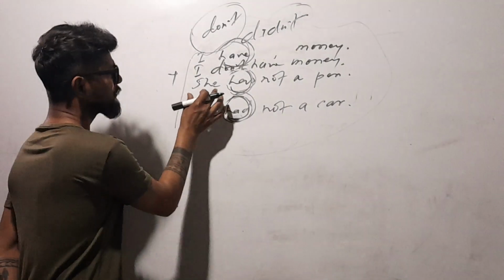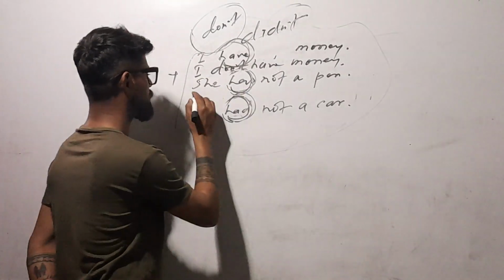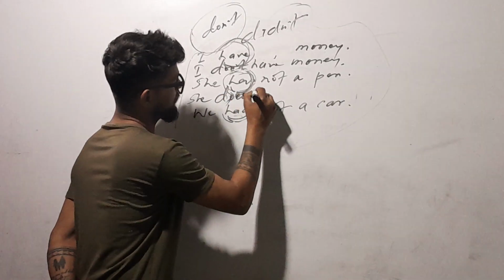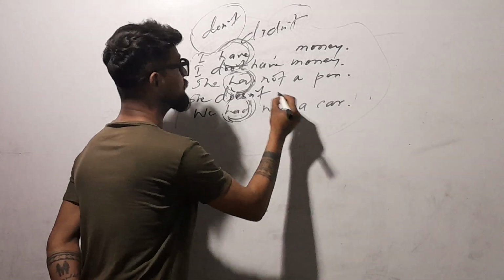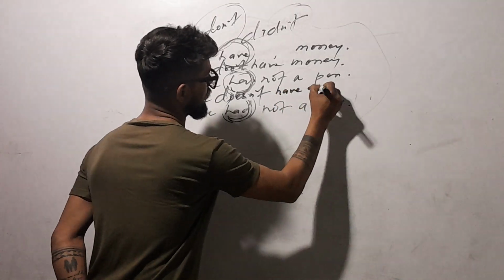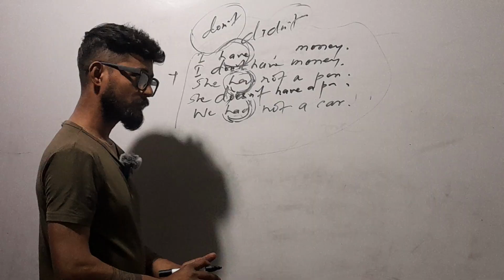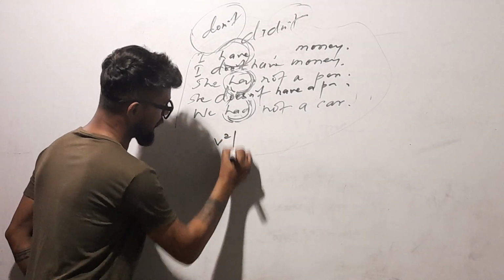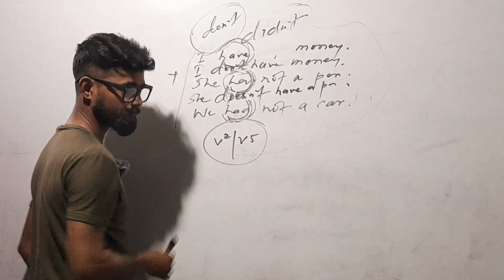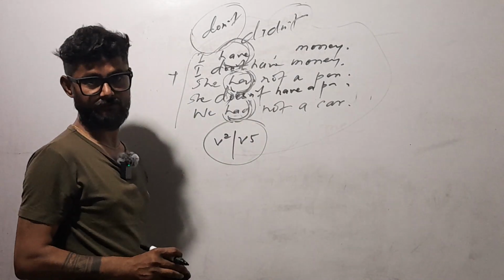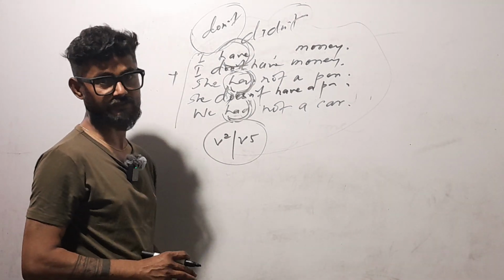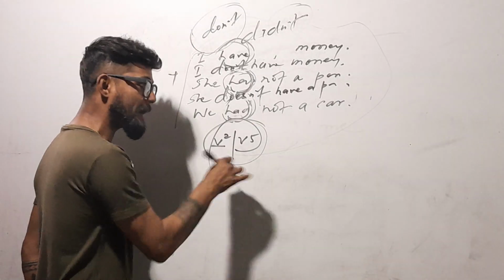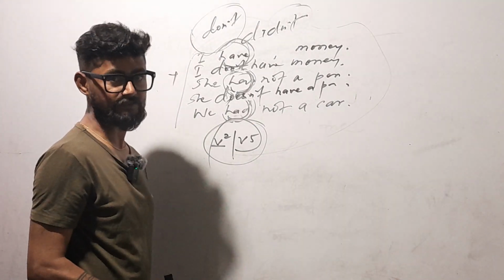Okay. She has not opened. Wrong this is. She has means verb 5. She doesn't. Remember that. She does not or doesn't have open. And remember that verb 2 and verb 5 cannot be used in negative sentences. It means that verb 2 and verb 5 are not used in negative sentences.